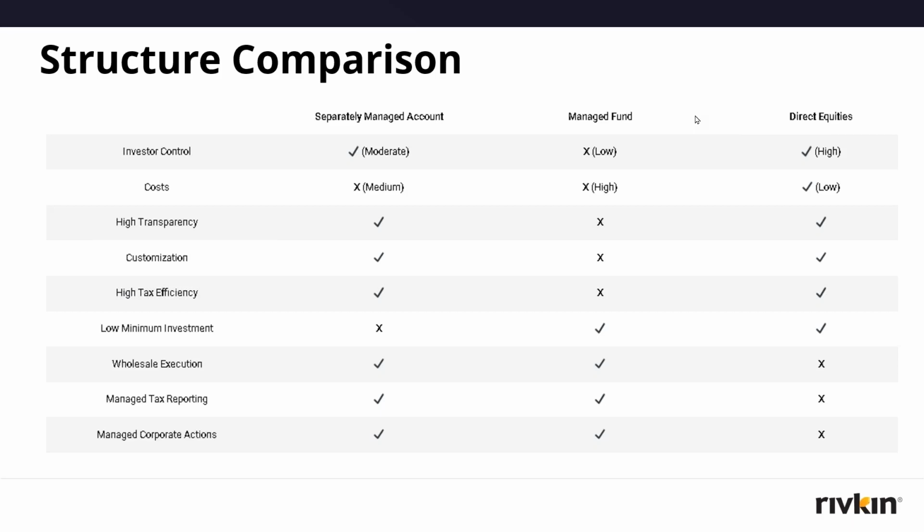Both unit trusts and separately managed accounts do get access to wholesale execution. Those brokerage rates will be typically higher in a direct equities account. And again, from the administration point of view, when it comes to tax reporting and managing any corporate actions, those are really the benefits of a separately managed account and a managed fund over a direct equities account where you would need to do that administration yourself.